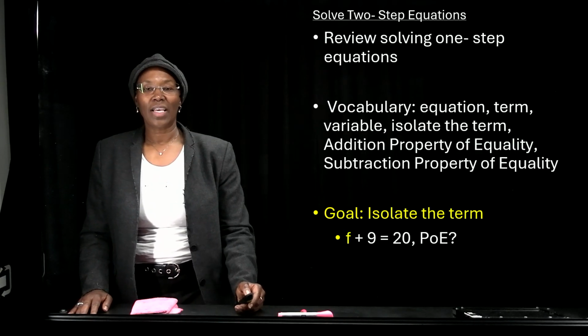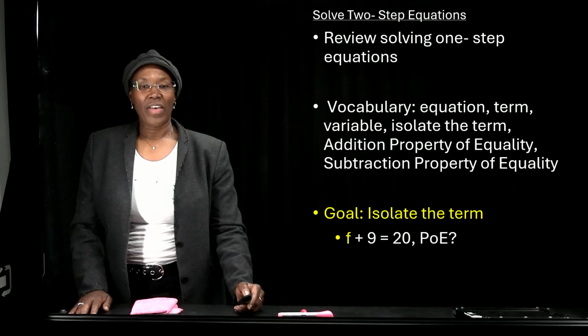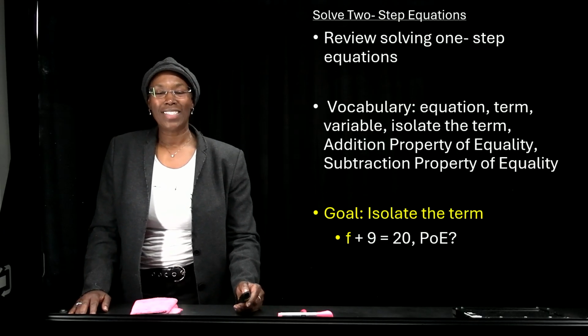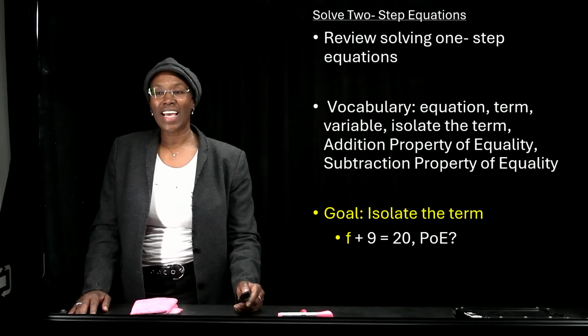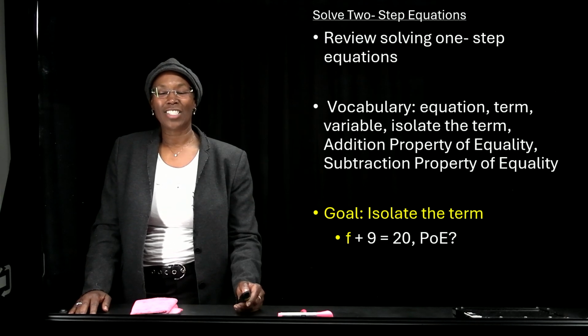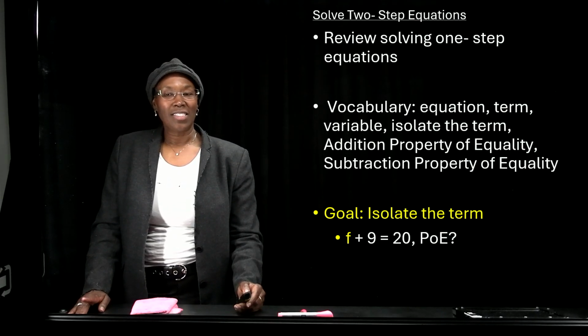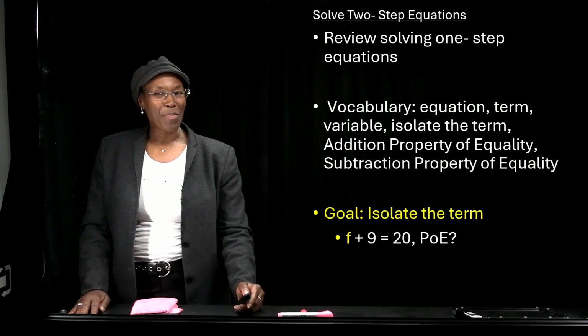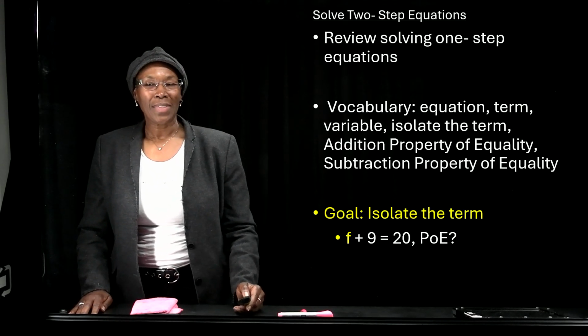So let's take a look at this equation. We have f plus 9 equals 20. If we look at the f highlighted in yellow, that is what they're referring to when they say isolate the term. We want to isolate the term that includes the variable. In this case, it's the variable f. So now, what is my property of equality that I need?